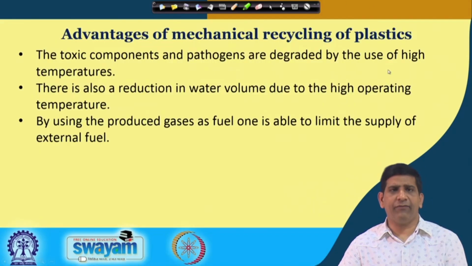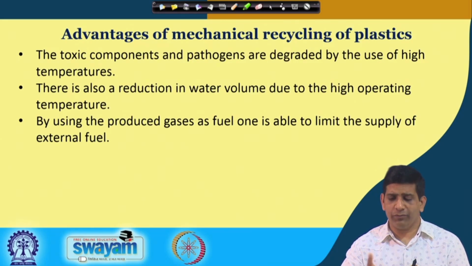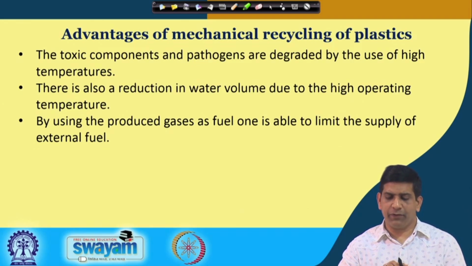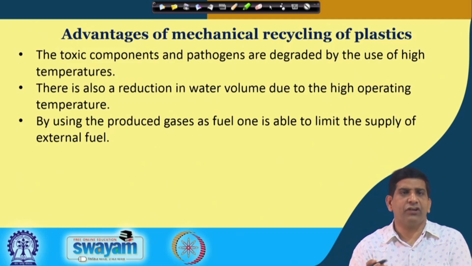So, what are the advantages of going for this kind of recycling? Since we use high temperature, any pathogens or toxic components are degraded by the use of high temperature. There is also a reduction in the waste volume due to the high operating temperature. By using the produced gases as fuel, whatever gas is produced, if you can capture it and use it as fuel, that limits the supply of external fuel as well. So, it can be recycled within the plant.